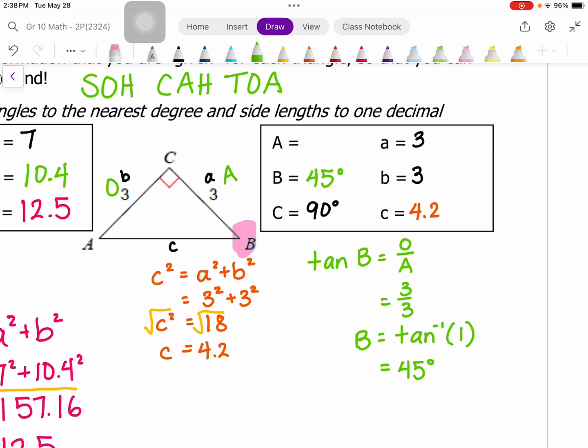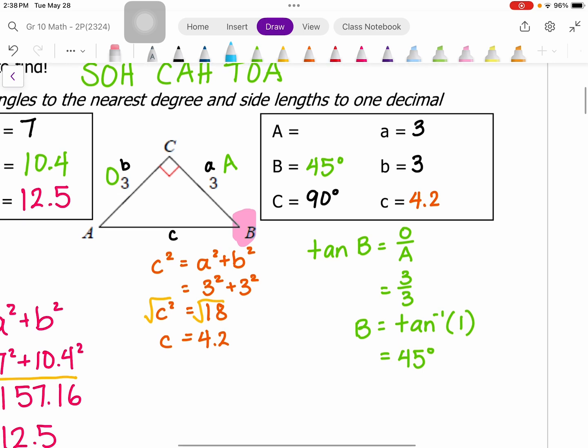And then I'm going to solve for angle A, and because I know angles C and B, I'm just going to take 180 degrees, the total of all 3, subtract the 90-degree angle and the 45-degree angle, and I'm left with 45 degrees also for angle A.